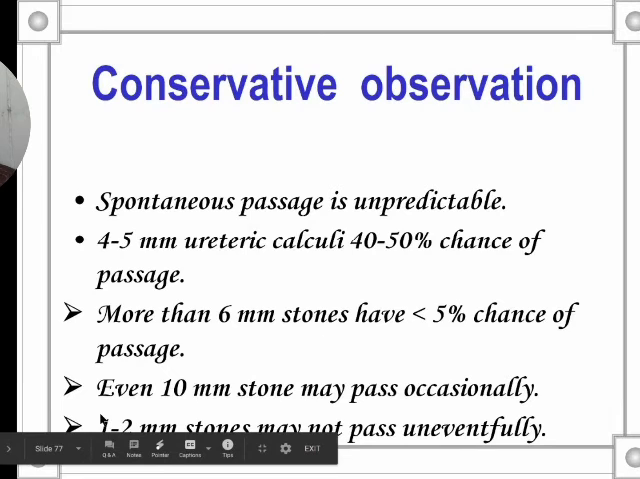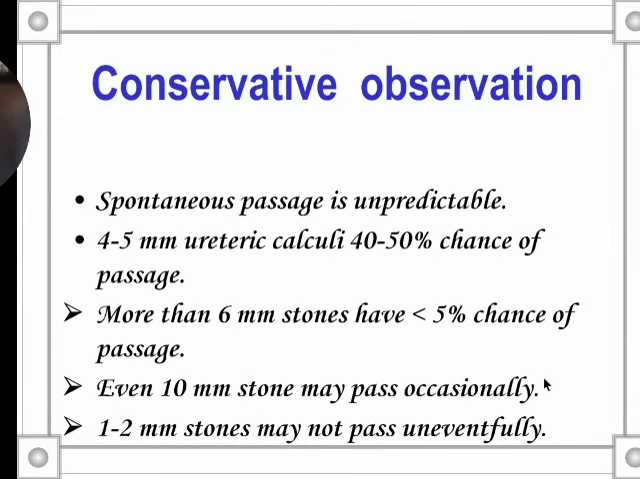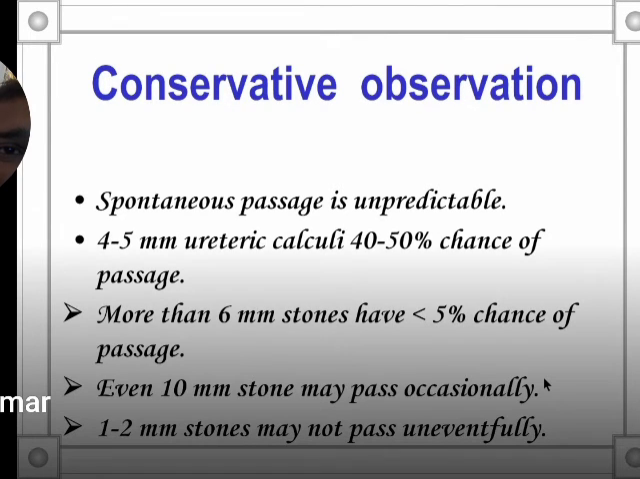And 1 to 2 mm stones at times may get impacted at the vesico-ureteric junction. So even 1 to 2 millimeter stones may get impacted. So with confidence, you can't say that this stone will pass and this will not. But more than 10 mm, usually they will not pass. And if the shape is spiculated, they will not pass. And if at presentation they are at a higher level, they are likely to get impacted.